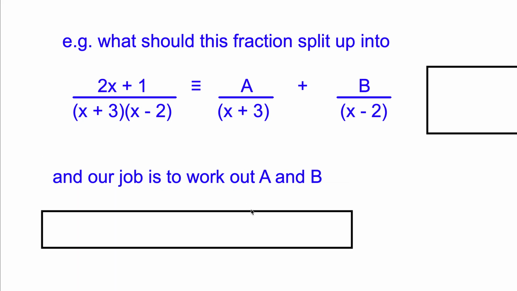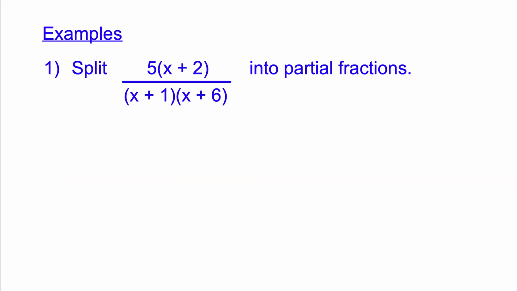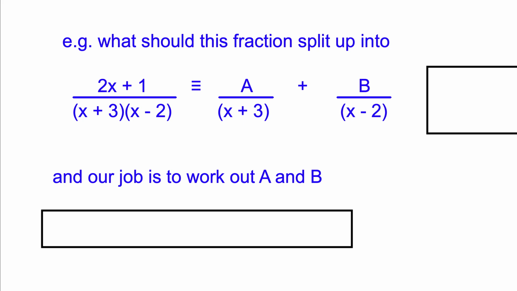Our job though will be to work out the values of a and b, and I'm going to show you how we work out a and b. And it's quite nice, it's quite straightforward. We're going to use the fact that they're identical, they're true for all values. The left hand side will be equal to the right hand side for all values of x. So, in fact, let's go with this question. Let's work out what a and b are for this question.